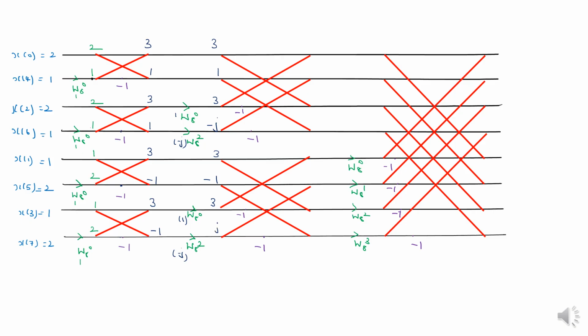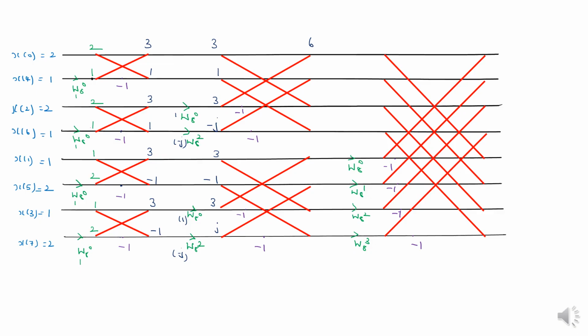Now we need to find the output of stage 2. I need to find the output at this point. This point is connected by this line whose input is 3, and by this line whose input is 3 again. So 3 plus 3 is 6. The value at this particular point is 6. I'm changing the colors. So 3 plus 3 is 6. So the value at this particular point is 6.